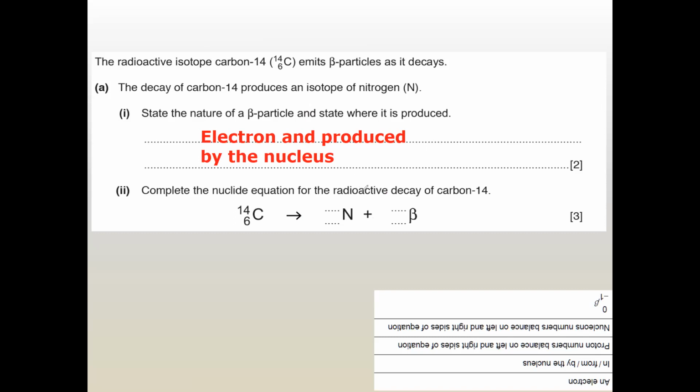So we have to complete this equation. Beta is 0 and -1. The nucleon number is 14 for carbon. When beta emission is there, there is no change in nucleon number, so it will remain 14. But what happened to the atomic number? It increases by 1, so 6 plus 1 turns out to be 7. So the nucleon number does not change, whereas the atomic number increases by 1.